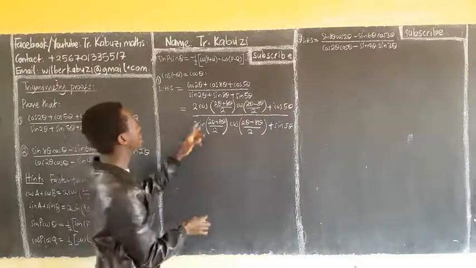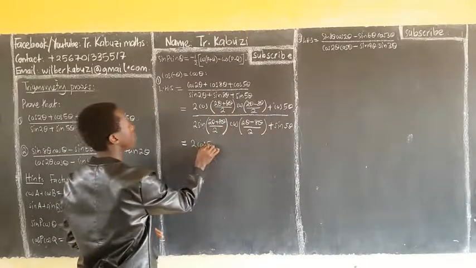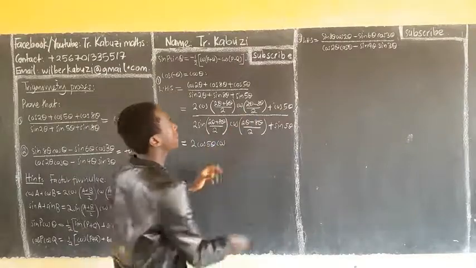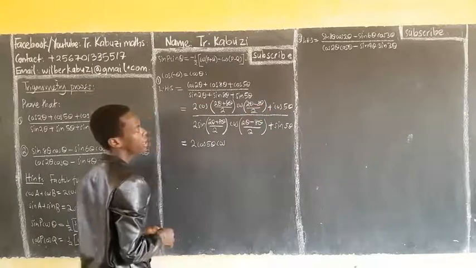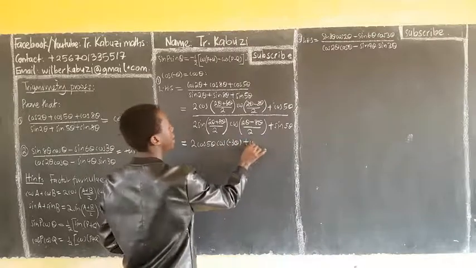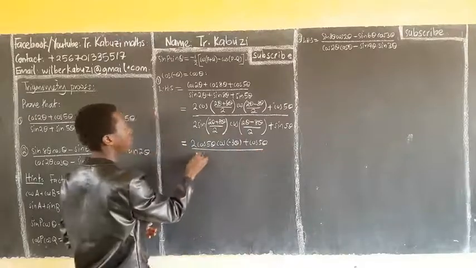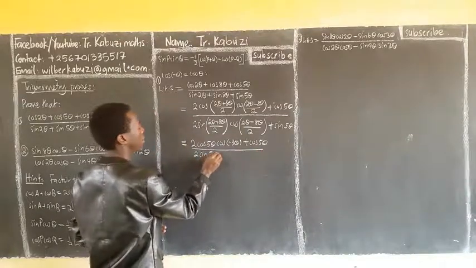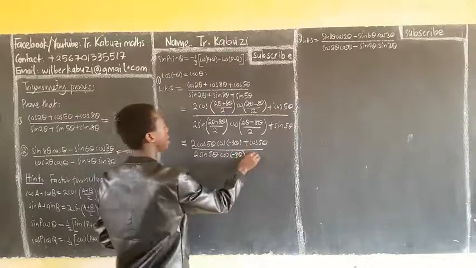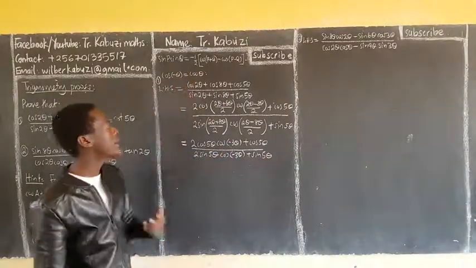I'll be having, this will be 10 divided by 2. That will be 5 theta. Then this will be cos of negative 3 theta, but I will explain that later. Over here we have 2, then this will be cos of negative 3 theta, then plus sine 5 theta. But we say cos of a negative angle is the same as cos of a positive.